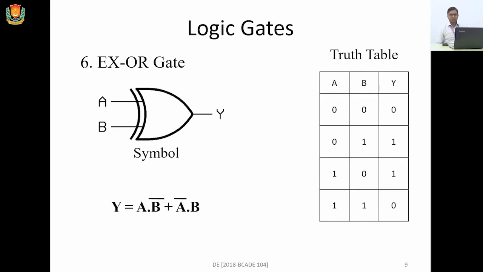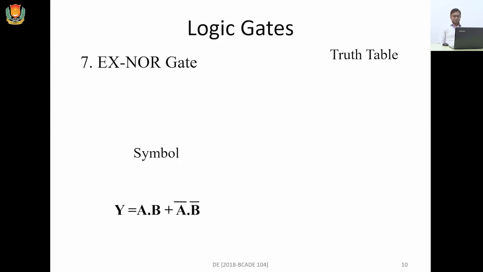Why is it exclusive OR? Because you can see that 0 plus 1 is 1, 1 plus 0 is 1, and for 1 plus 1, in the normal OR gate we have 1 plus 1 is 1, but in the exclusive OR it is different. It means you need different inputs to make the output 1.